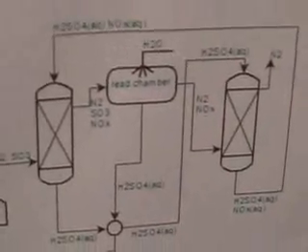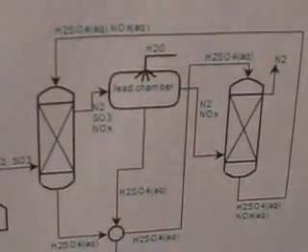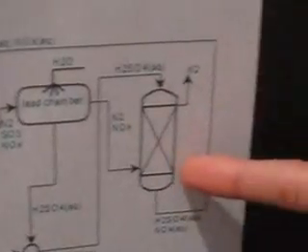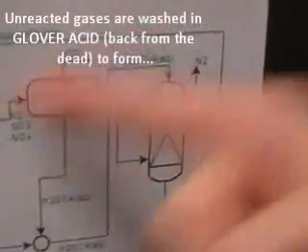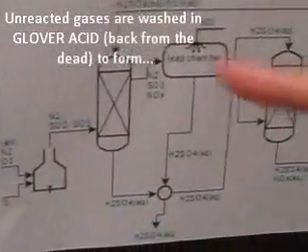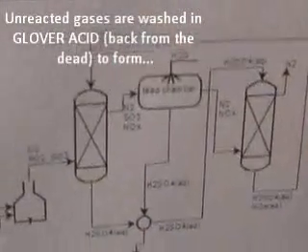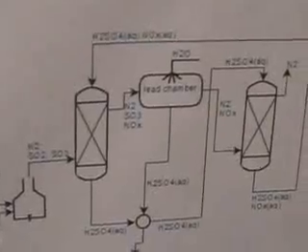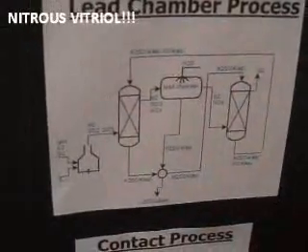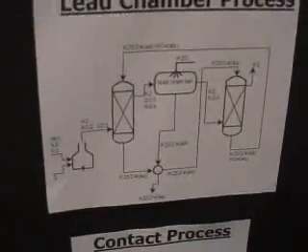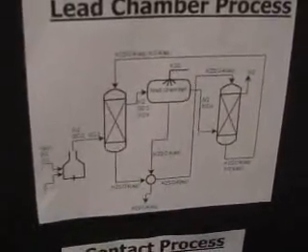After the gases have gone through a number of these chambers, the rest of it goes into this tower, which is called the Gay-Lussac tower, where it is washed in the Glover acid. This actually creates the nitrous vitriol acid, which is used in the Glover tower. The waste gases are then put into the atmosphere.